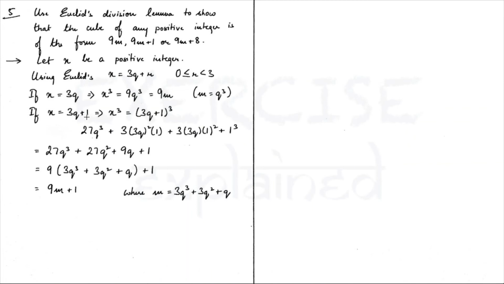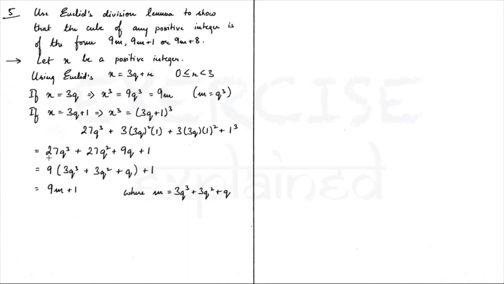Now this is of the form a plus b the whole cube, which is nothing but a cube plus 3a square b plus 3ab square plus b cube. So a cube becomes 3q the whole cube, that is nothing but 27q cube plus 3 into 3q the whole square, that is 3a square, into b is nothing but 1, plus 3ab square is nothing but 3 into 3q into 1 square plus 1. So we get it as 27q cube plus 27q square plus 9q plus 1.